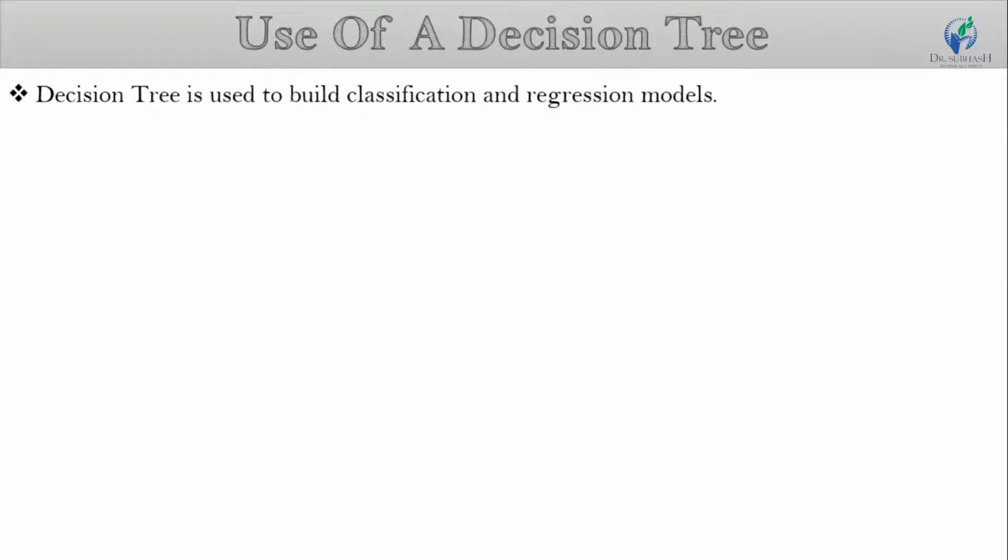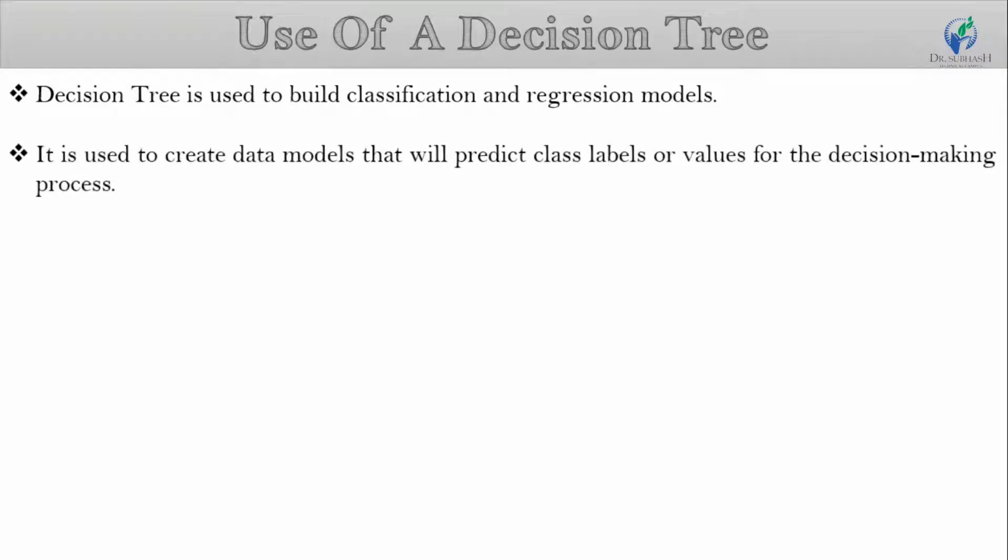So, what is the use of decision tree? Decision tree is used to build classification and regression models. It is used to create data models that will predict class labels or values for each decision-making process. The models are built from the training data set fed to the system, or we can say it is supervised learning. Using a decision tree, we can visualize the decisions, which makes it easy to understand, and therefore it is a popular data mining technique.